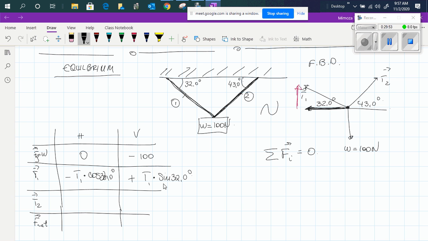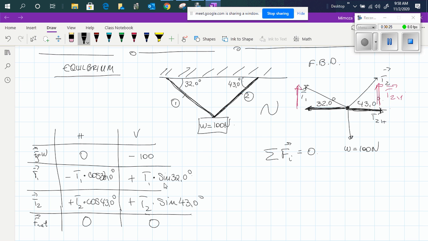And if we move to T2, then we will see that the T2 horizontal component is in this direction, so it's positive T2 times cosine 43 degrees. And the vertical component is again positive, T2 vertical will be positive T2 times sine 43 degrees. And as we said, force net is equal to 0.